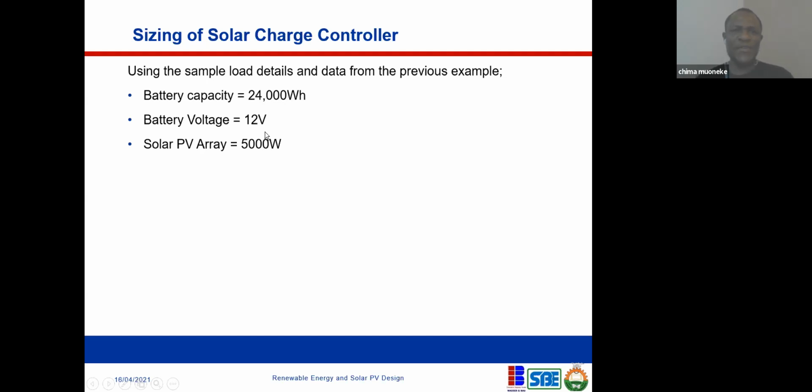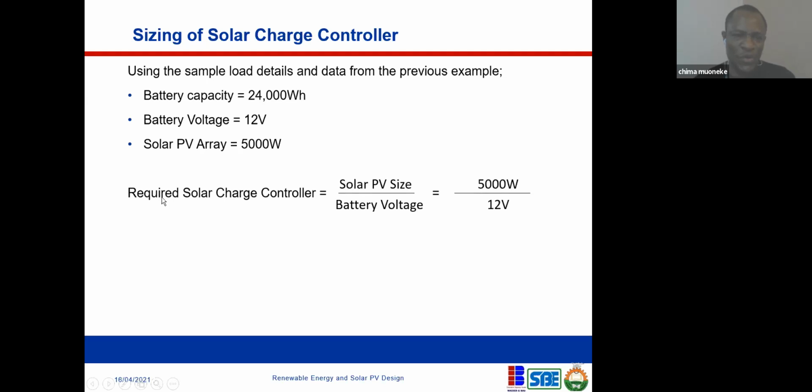So we want a solar charge controller that will be able to charge this battery capacity using this capacity of PV module. So how do we determine that? Required solar charge controller is equal to solar PV size, this is our solar PV size, divided by your battery voltage.